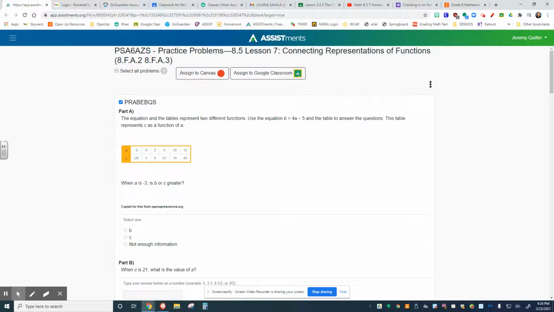Here we go with a little bit of homework help, Unit 5, Lesson 7. In these first problems, we're supposed to connect this table with this equation right here. And so we want to be comparing the function of the table compared to the function of b is equal to 4 times a minus 5. And then I have various questions that I need to be able to answer with that.